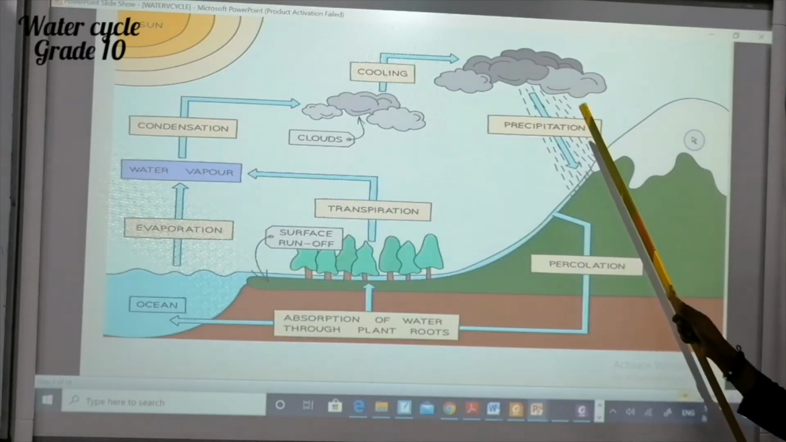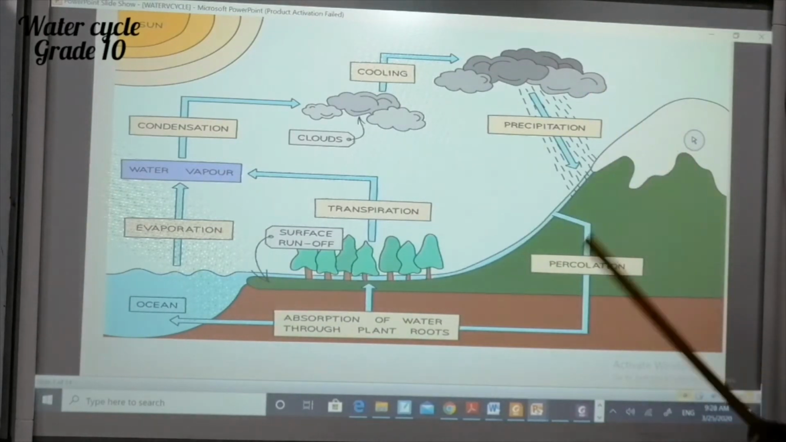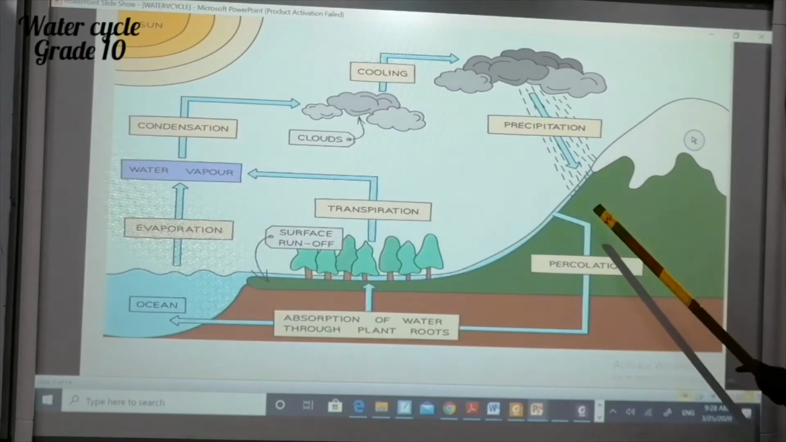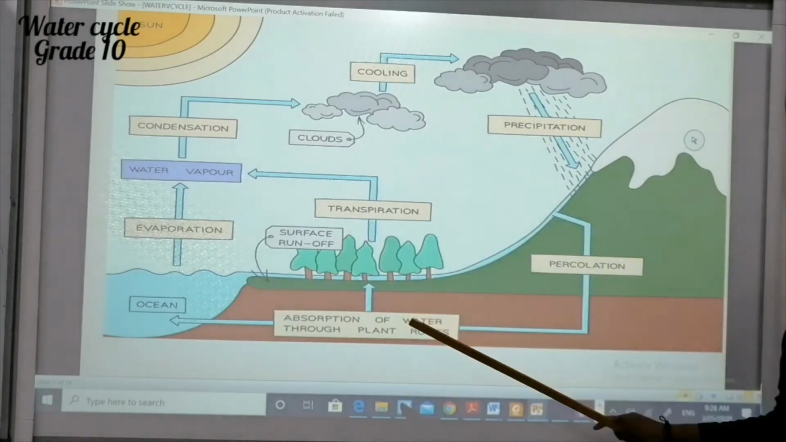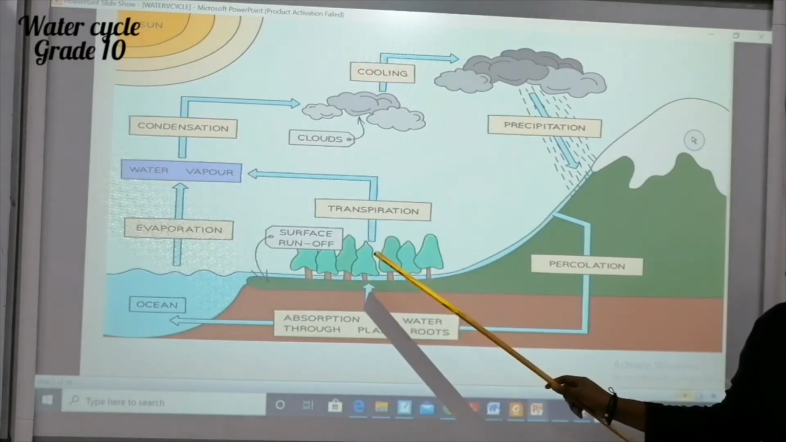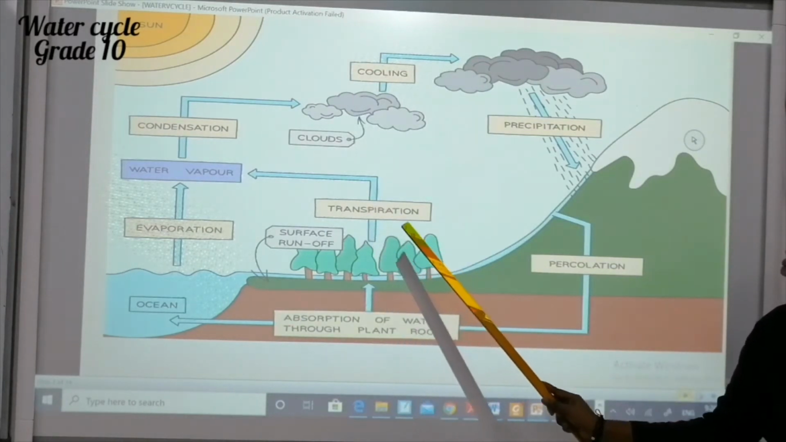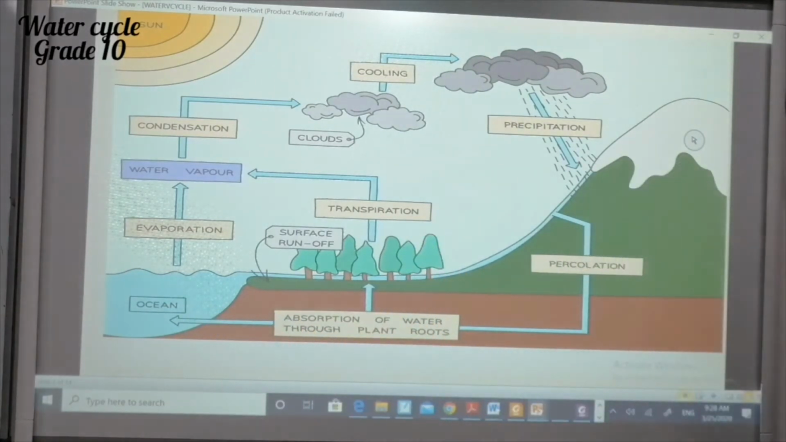All right, and precipitation in form of rain, snow, all of these are kinds of or types of precipitation. Then we have percolation, all right, and the water is going back to the water body, but some of them would be reabsorbed by plants, so they can have transpiration again. Okay, some of them will be reabsorbed by plants, and the rest will go to the ocean.